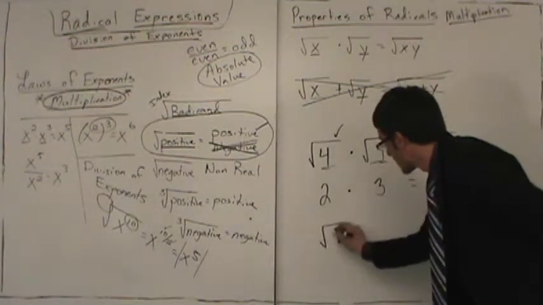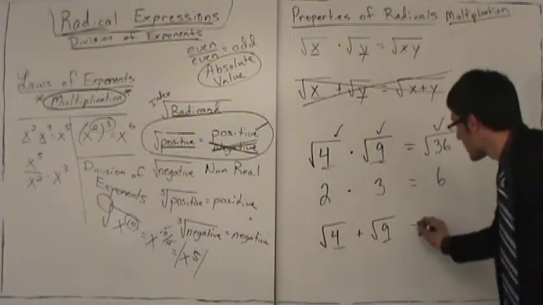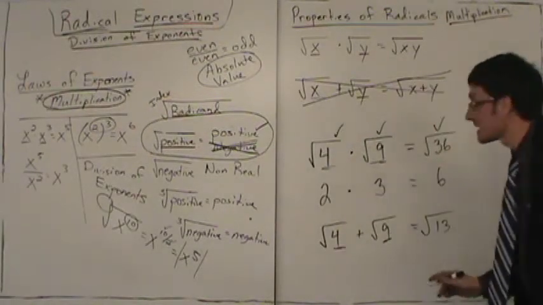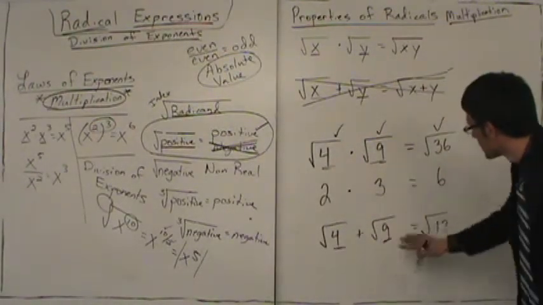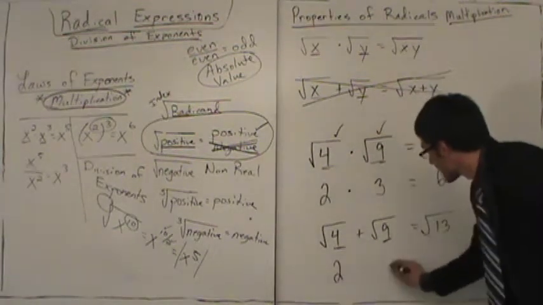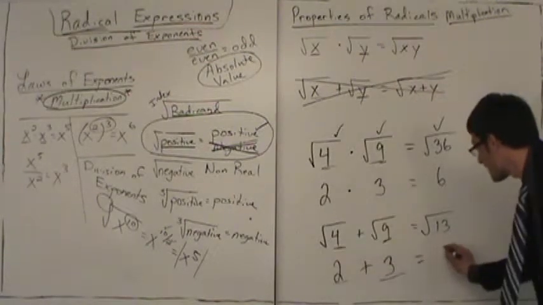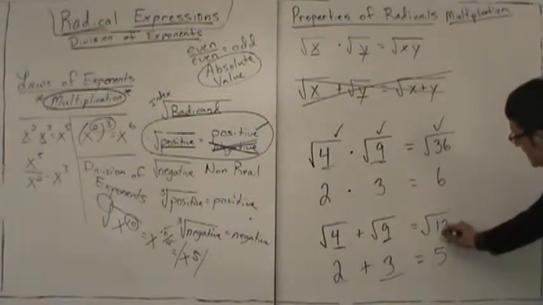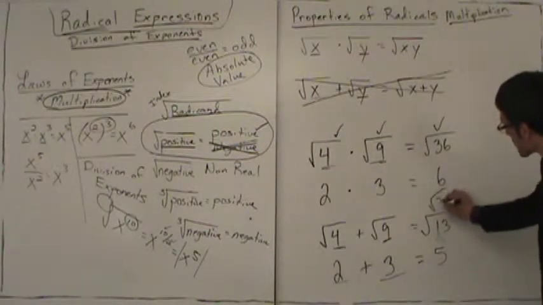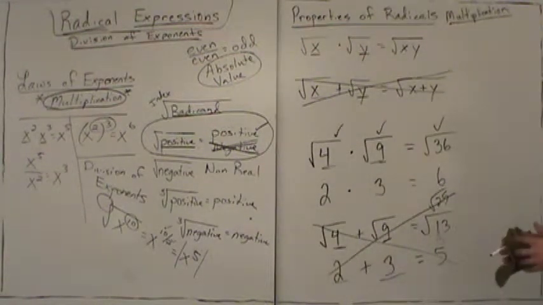However, what if I write the root of 4 plus the root of 9? Can we add the radicand 4 to the radicand 9 and get the root of 13? Is it true that we can add the radicands? No, this is completely false. Let me show you why. The root of 4 is 2. The root of 9 is 3. And what is 2 plus 3? 2 plus 3 is 5. And is 5 equal to the square root of 13? No. 5 is equal to the square root of 25. So we see that all of this is completely false.